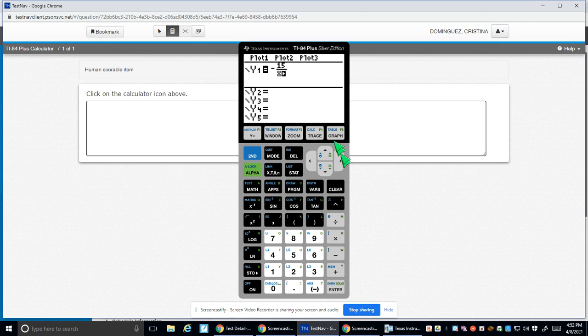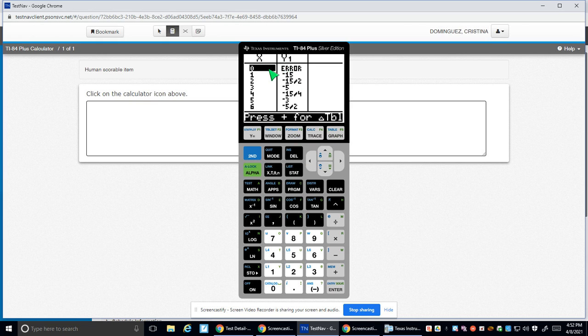Notice how we have it always over x. I'm going to go to the right, make sure it looks the way I want it to. And then I'm going to select the table, second graph, which will take me to the table. Now I'm looking for a sum that's going to add up to 2, the number on top, right?